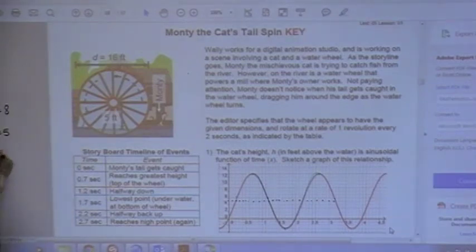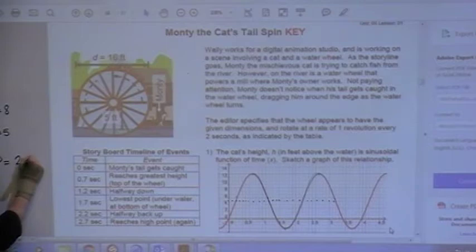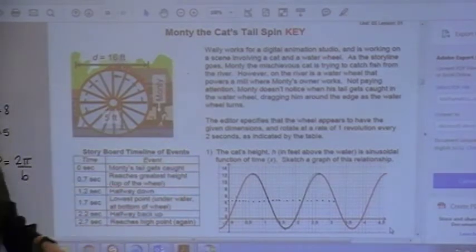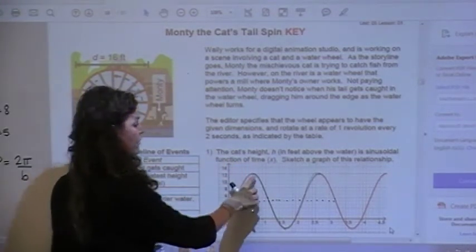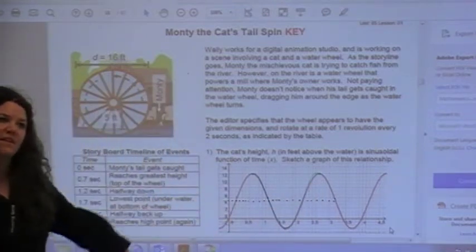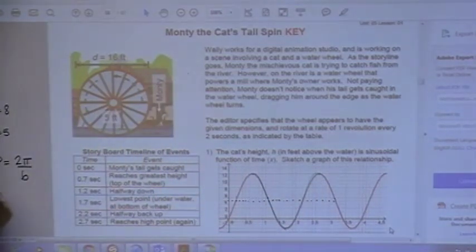Very good. Period is 2 pi divided by B. And I know my period. They told me my period. It's 2. Even if you didn't read all this, you still could have figured out it's 2 because you count from peak to peak. And from 0.7 to 2.7 is 2. So I plug 2 into that. Solve for B. And you end up getting B equals pi, because your 2's cancel out.